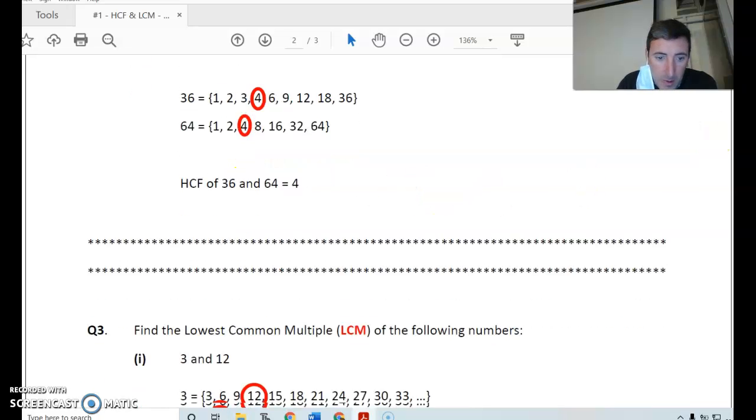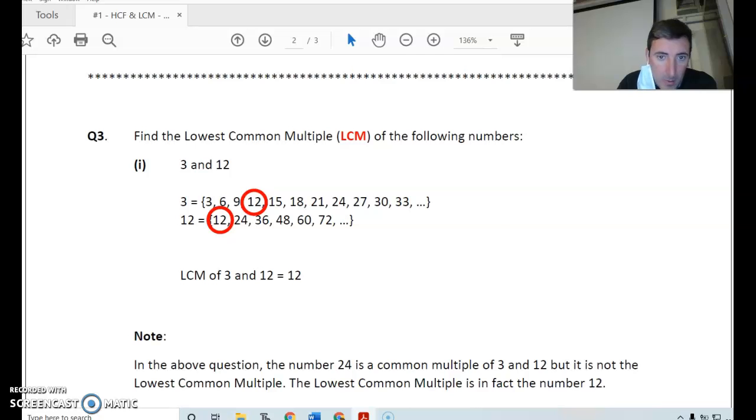One more question here, about the lowest common multiple. You can have a number of common multiples, but we want to get the lowest one. The multiples of 3 are 3 by 1 is 3, 3 by 2 is 6, 3 by 3 is 9, so 3, 6, 9, 12, 15, 18, 21, 24, 27, 30, 33, and so on. Multiples of 12 are 12, 24, 36, 48, 60, 72, 84, 96, 108, and so on. So we can see easily that the lowest common multiple is 12.